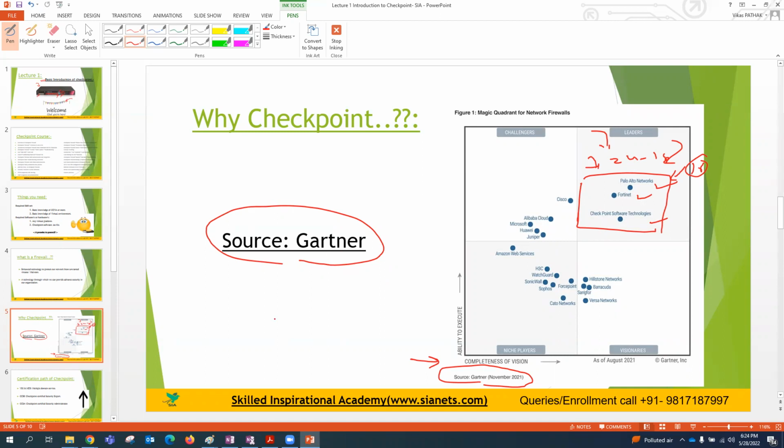So if you are a person who wants to start your career in network security, let me tell you one thing: Checkpoint is the best option from where you can start your network security career. And if you are already in network security, if you are working on Fortinet, maybe Palo Alto, or maybe any other firewall, Forcepoint, Juniper, and you want to become a multi-vendor person, then this is one of the technologies you should look forward to, because it's already in the leaders section, right?